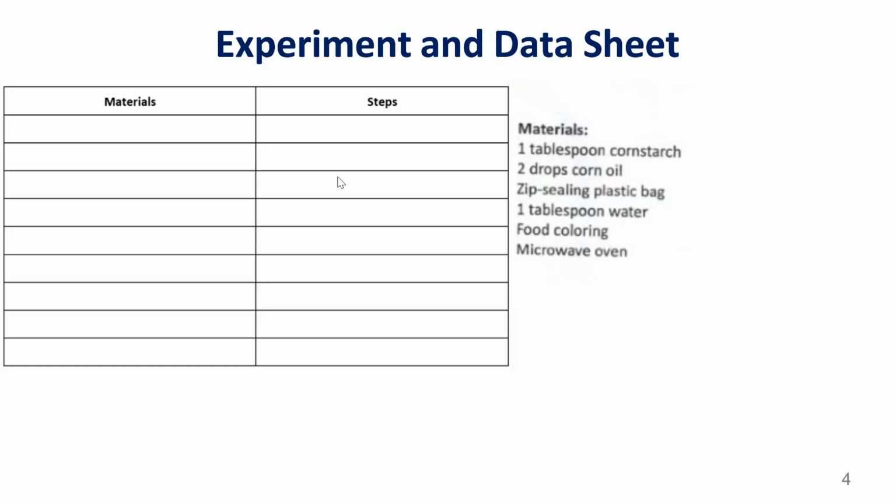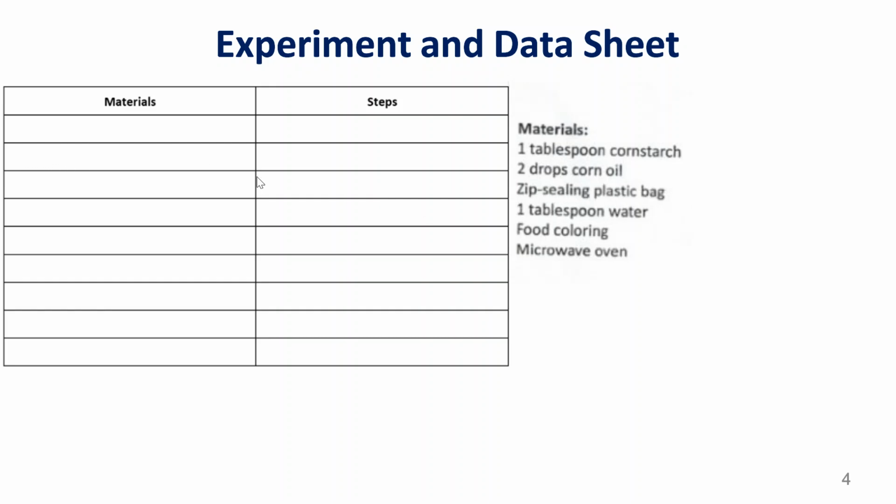So, in the last labs, we've been doing equipment and function. But for this experiment, we're going to change it up. We are going to have materials on the left side, and the steps on the right side. So the materials that we will be using for today's experiment are 1 tablespoon of cornstarch, which you write on the first line, and 2 drops of corn oil on the second.